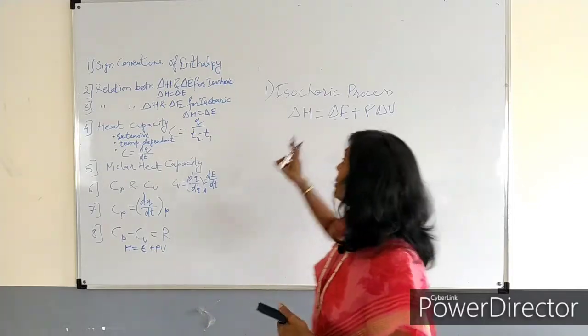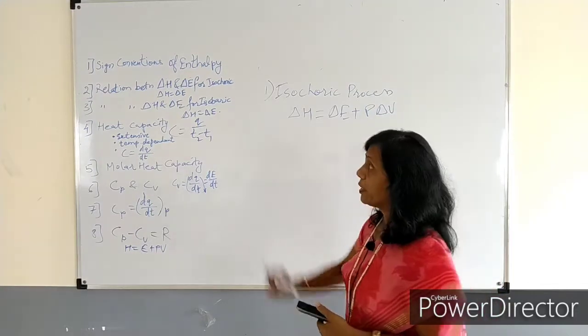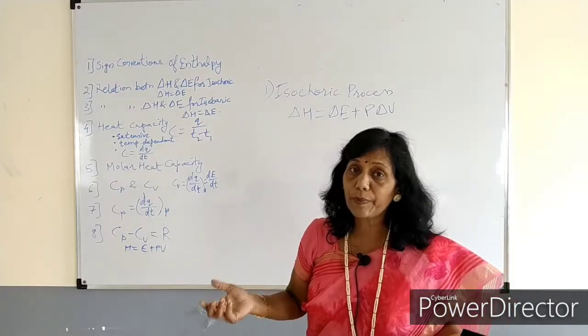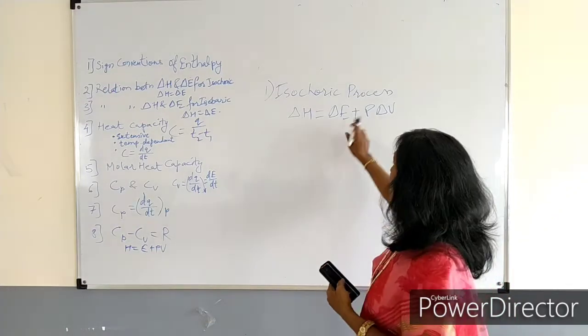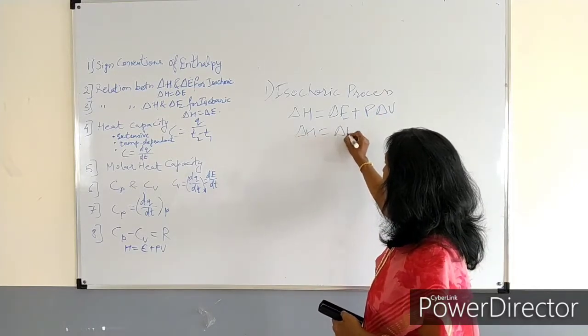Okay, so delta H is equal to what? Delta E plus P delta V, right. Now tell me, what is an isochoric process? Volume remains constant. It means delta V is 0. Obviously this part goes out. What will you get? Delta H is equal to delta E.